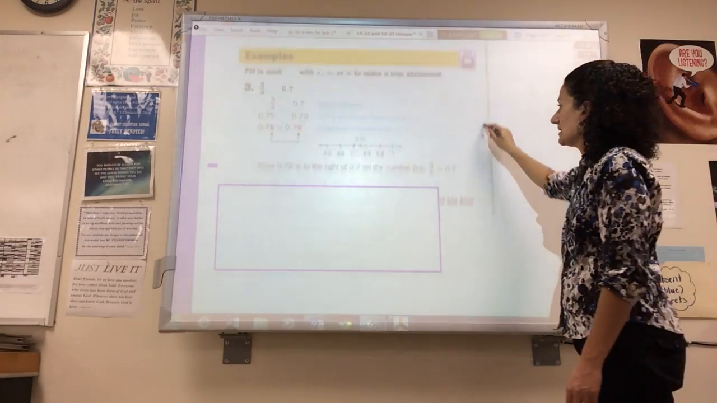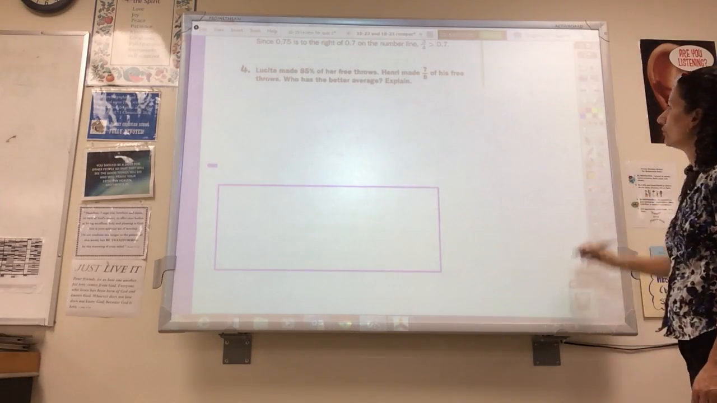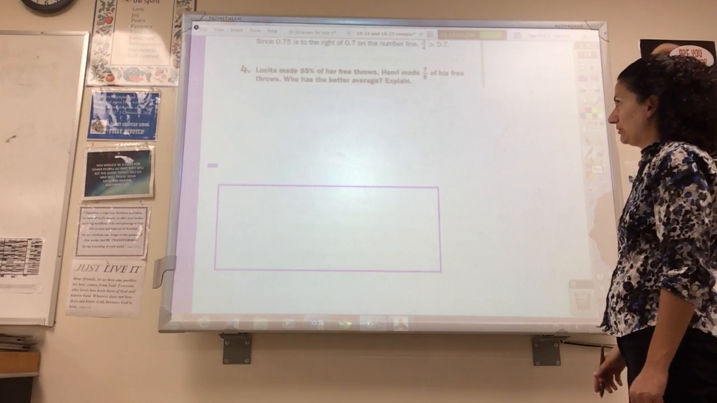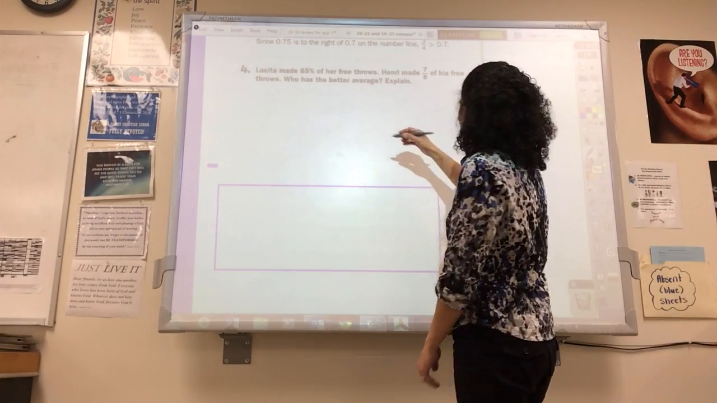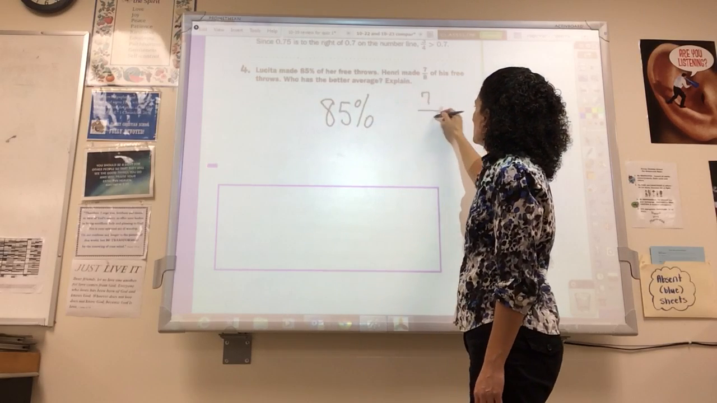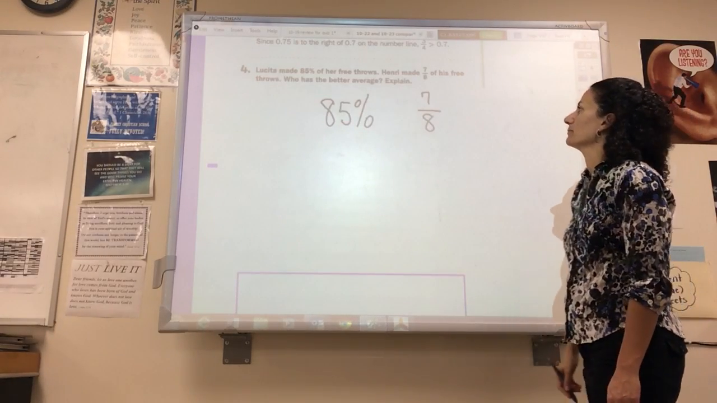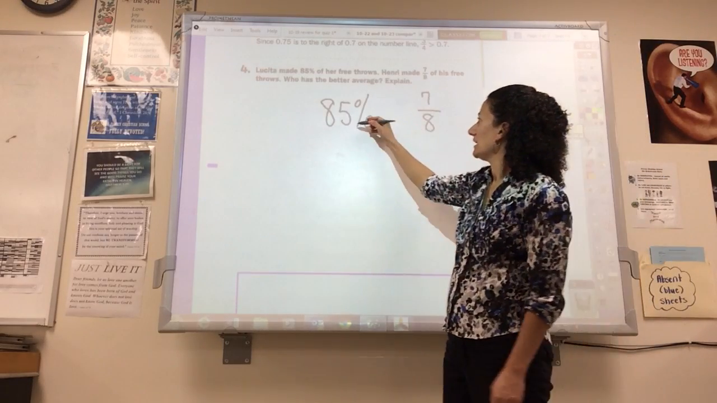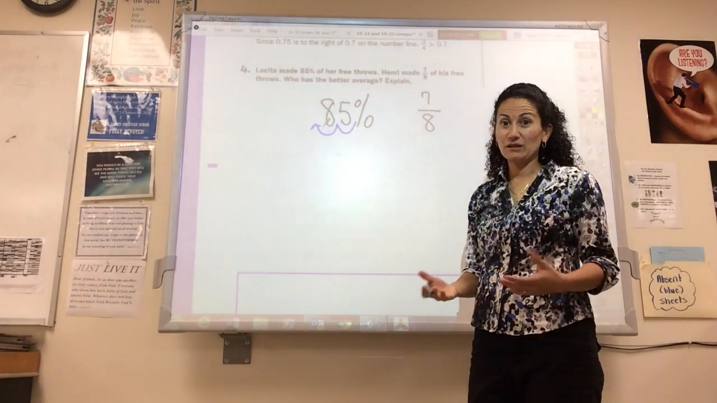Okay? Take a look at this real life example here. Lucida made 85% of her free throws. Henry made 7/8 of his free throws. Who has the better average? So to figure out who has a better average here, we're going to have to use the strategy of changing them both to decimals. We can't really tell just by looking at them. Changing a percent to a decimal is a piece of cake. Remember, you just move the decimal back 2 times, or it's like dividing by 100.